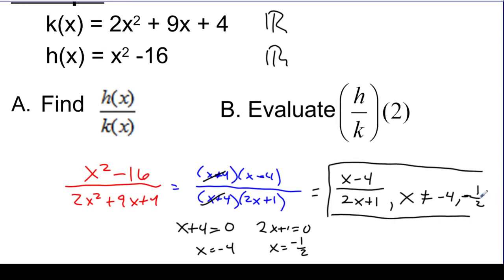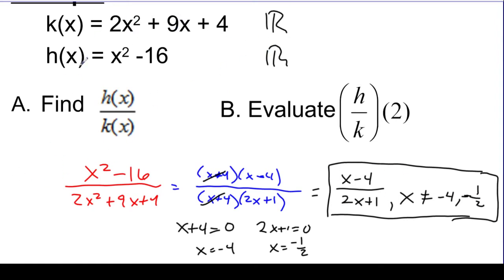Okay, that's part 1 of letter A. The second part says to evaluate h over k, or h divided by k, of 2. So again, if you remember back from one of our first videos on function notation and operations with function notation, we said you could evaluate a 2 everywhere, or you could also do it at the end. So again, I want to show you both.